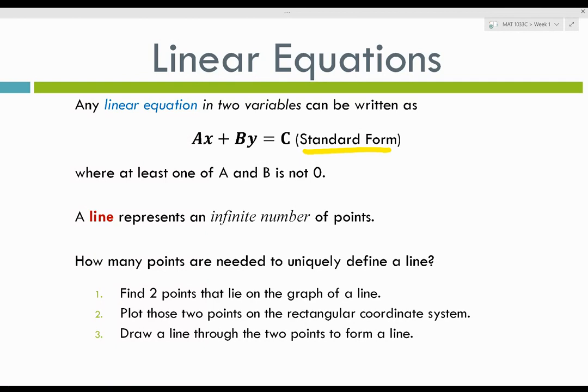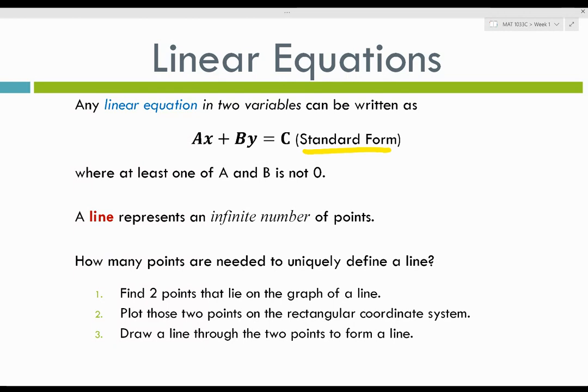So the shape that a linear equation makes, if you were to graph it, is called a line. And a line in itself represents an infinite number of points, which means that there are tons and tons and tons of points, more than you could possibly count on a line. However, if you need to graph a line, you only need 2 points, okay?